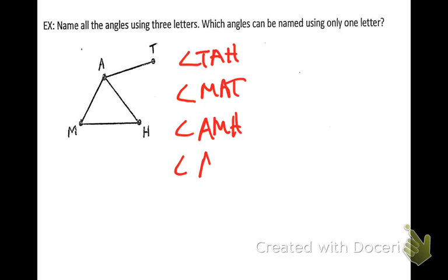Yes, AHM. Angle AHM. Now, which 2 of these can I name with 1 letter? I can this one and this one, right? There's no other possible angles there. So this could be called angle M, and this could be called angle H. At A, with A as the vertex, there are 2 possible angles, so I can't name these other upper ones with one letter. All right, any questions there? Okay.